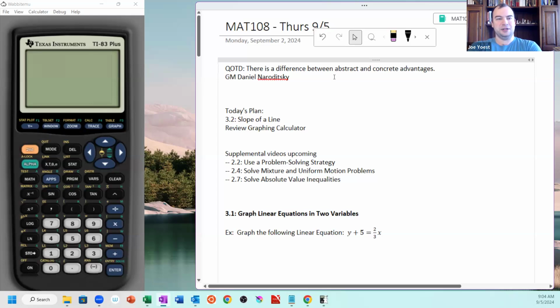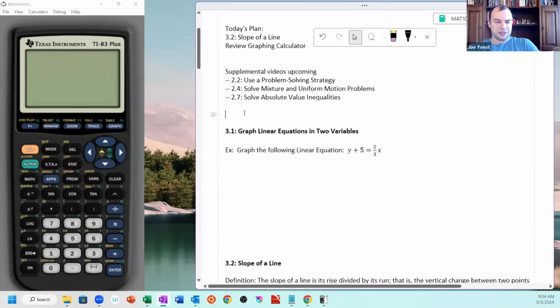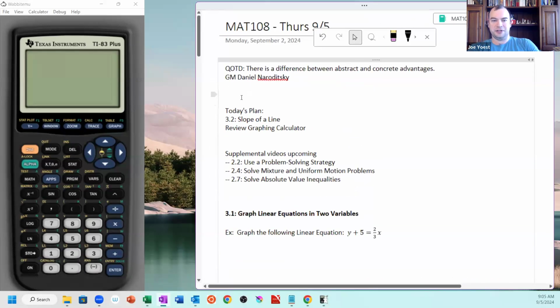So I think a lot of our decisions come down to, how do we convert abstract advantages into concrete advantages? How do we play to the strong points of our hands, so to speak? Okay, so that's the thought of the day for today.